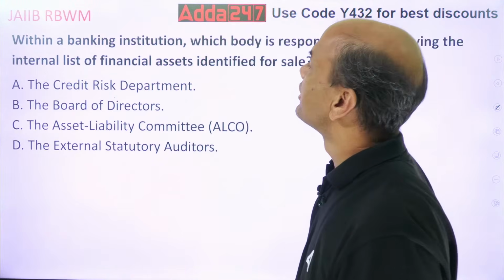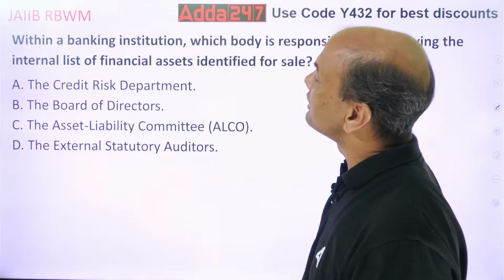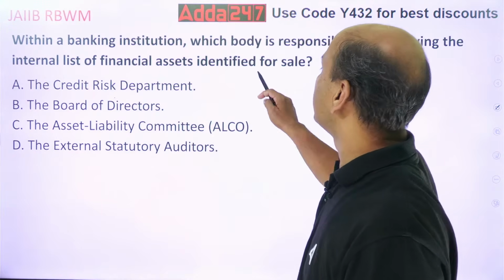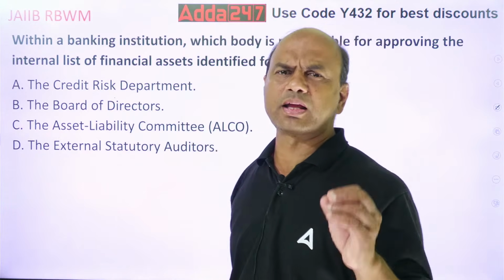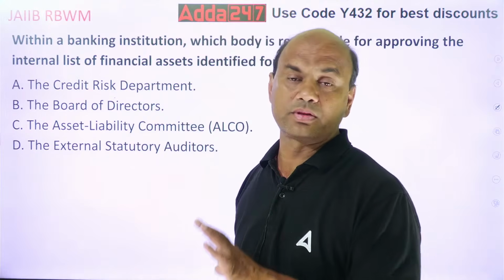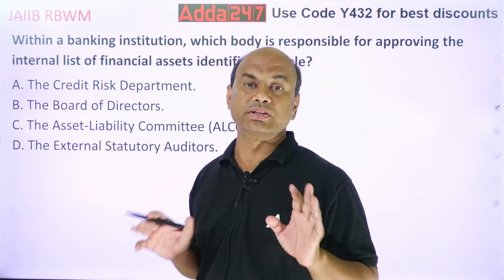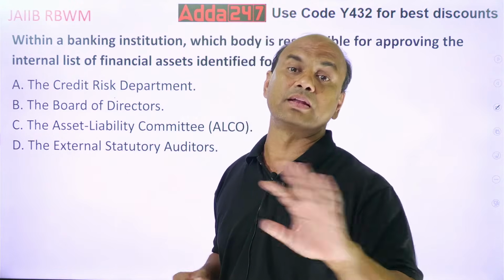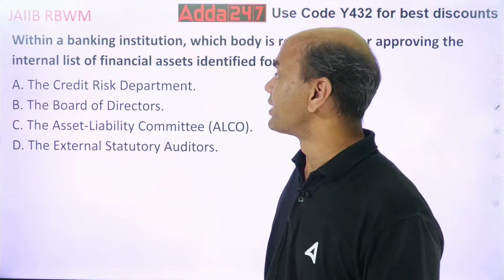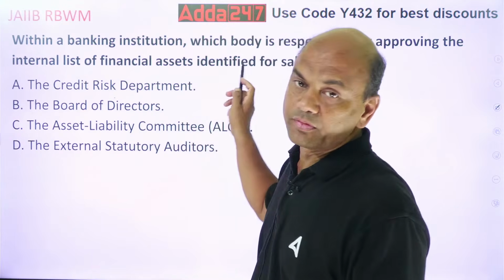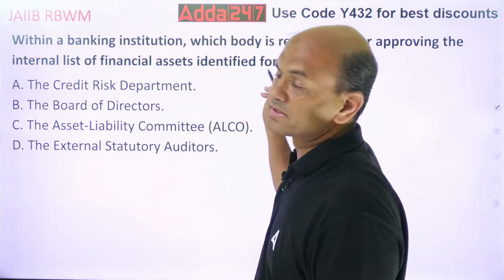Now theory. Within the banking institution, which body is responsible for approving the internal list of financial assets identified for sale? So again, securitization. I am deliberately taking securitization because securitization theory will compulsorily be there, because now all the banks are focusing on securitization. Yesterday, day before yesterday, we took many other topics. Today, I specifically pointed out securitization. So, which is the body which will decide whether to give the financial assets for sale to SPV or not?